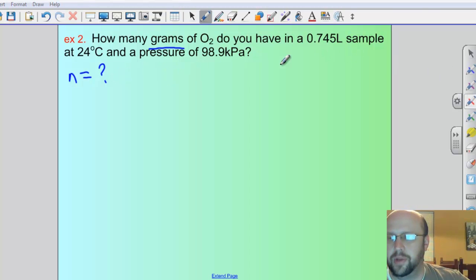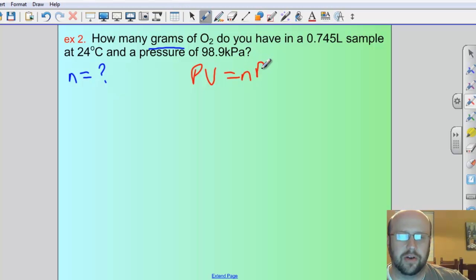I mean, my formula is PV equals nRT, and the closest thing to grams that I have is n, and that's moles, but we've been doing stoichiometry and mole conversions for a long time. I can convert moles into grams, no problem, as long as I know what the chemical is, and I do. It's O2. Okay, so we'll get to that in a second. So basically what that means gas law-wise is that I'm solving for n.